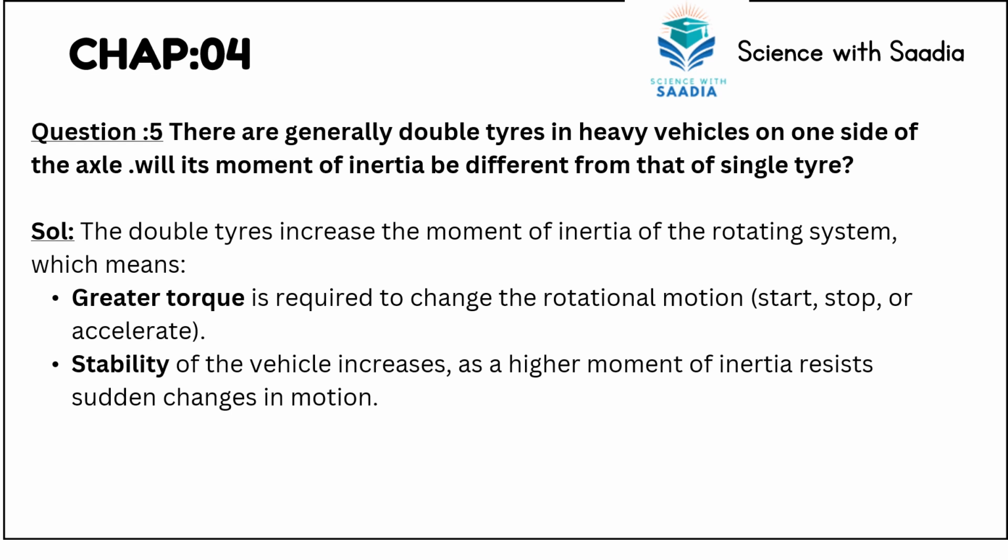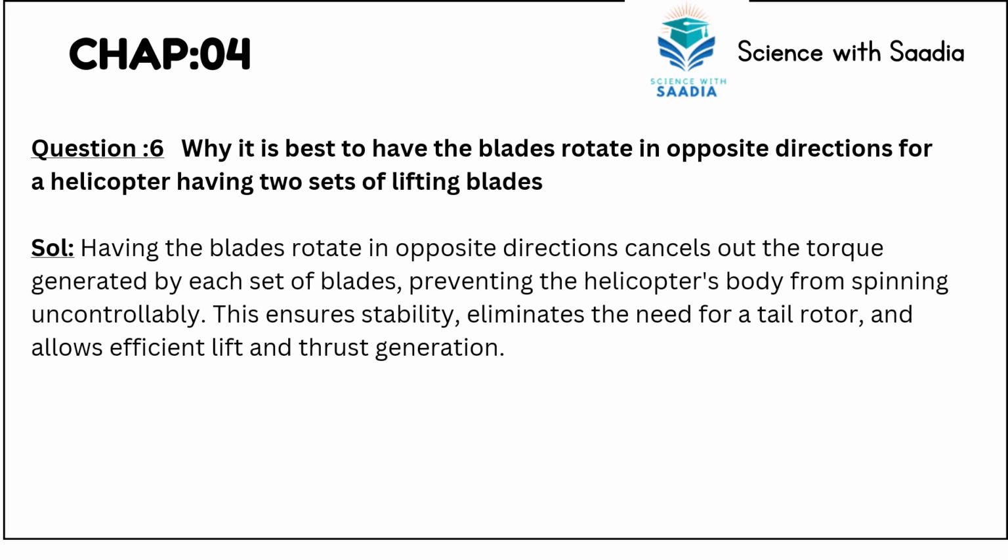So greater moment of inertia for the rotating body means that a greater torque is required to change the rotational motion: start, stop, and accelerate. Okay. And next is stability in the vehicle. Stability of the vehicle increases as a higher moment of inertia resists sudden change in motion. The higher the moment of inertia, the more resistance there will be to sudden change. Hence stability increases.